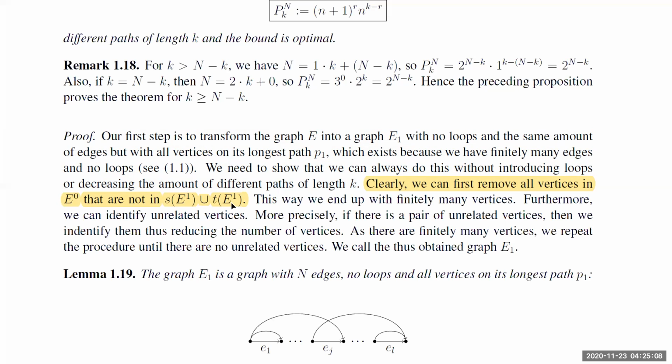So clearly we can first remove all vertices in E0 that are not in the image of E1, that are not in S of E1 or in T of E1. They are not in the image of S and they are not in the image of T. Because this is the union of two finite sets, this way we end up with finitely many vertices, which is important in our reasoning because we will somehow do the induction on the number of vertices, so we better ensure that they are finite.